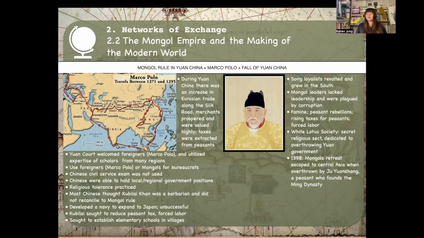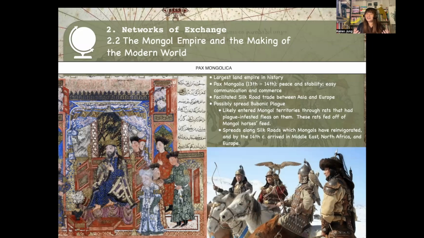There was a lot of famine, there was a lot of peasant rebellion, there was a lot of rising tax for peasants and forced labor. The White Lotus Society was eventually formed, a secret religious sect that was dedicated to overthrowing the Yuan government, and in 1398 the Mongols retreated, escaping to Central Asia when they were overthrown by Zhu Yuanzhang, a peasant who founded the Ming dynasty.